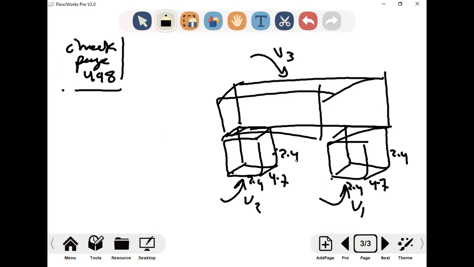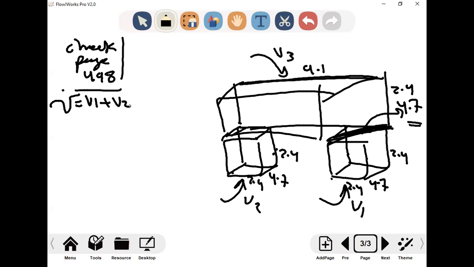Now the upper one, it is length 9.1, it is width here, it is the same of this, which is 4.7, and the height also 2.4. Now this 4.7, it's not written, right? But it's opposite. The opposite lines are what? Are equal, right? Now here, volume 1, volume 2, volume 3. So the big V equal volume 1 plus volume 2 plus volume 3.